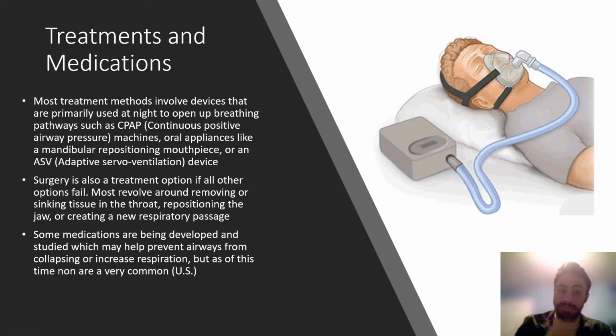There are surgery treatment options, which usually revolve around removing or shrinking tissue, such as tissue that can become inflamed in the throat, repositioning the jaw, which I found very interesting, because you can reposition the jaw to give yourself more space in the larynx and diaphragm area, or completely creating a new respiratory passageway. That's usually what happens when people have absolutely horrible sleep apnea that is almost uncontrollable. There are some medications being developed currently that can help prevent airway collapse or increase respiration, but as of right now, they're not really that common.